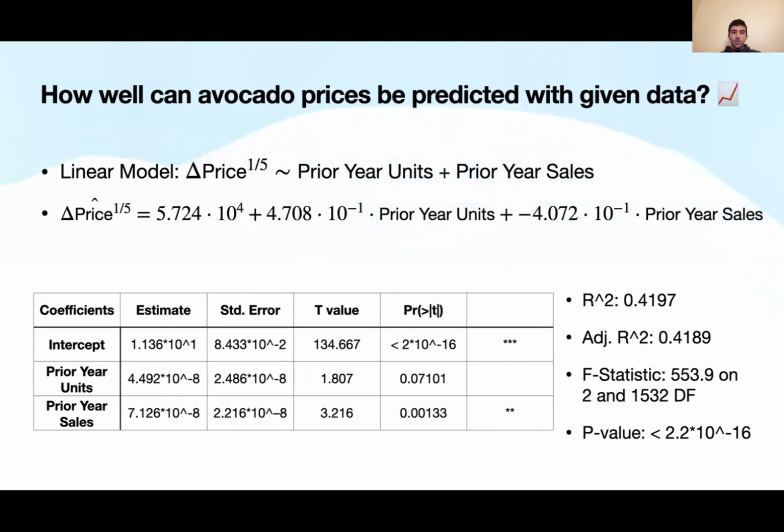What's strange here now is that the intercept is now significant, and now the prior year units is no longer significant, and the significance for the prior year sales is slightly less significant, but still has considerable significance. The R-squared has improved to 0.4, and the adjusted R-squared is close to the R-squared value, and the p-value is very significant.